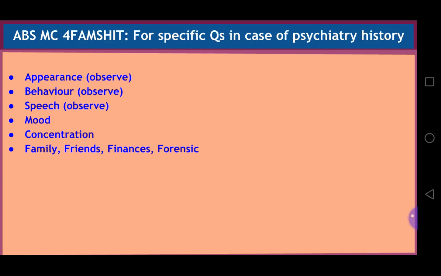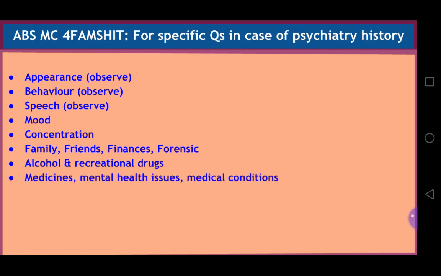4F is for family, friends, finances, and forensic. Forensic means any trouble with the law. A stands for alcohol and recreational drugs. M is for medicine, other mental health issues or medical conditions. S stands for suicidal thoughts. H stands for hallucinations. I stands for insight, whether the patient is aware of his or her mental health issue and whether the patient is willing for treatment or not. And then T for thoughts, especially important in history taking from a patient with psychotic features.